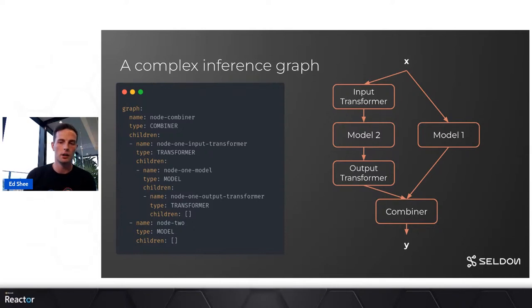So maybe in this example, model one takes way longer to run than model two, or requires tons more compute resources, and it starts to create a bottleneck. We can scale model one and run more replicas of that so that we can handle more requests and the combiner isn't waiting for the outputs.